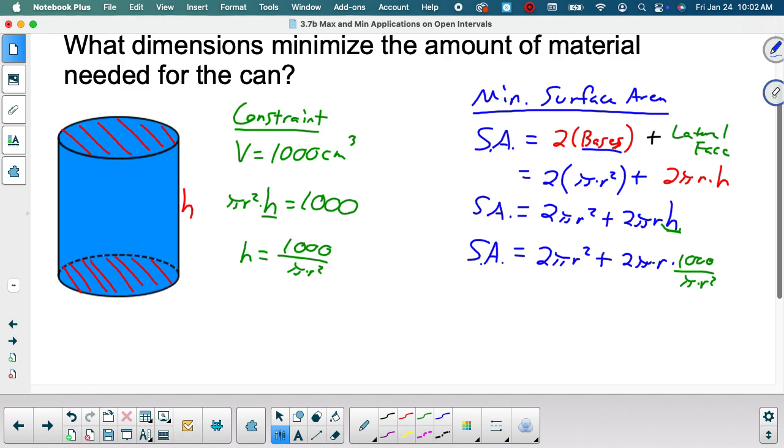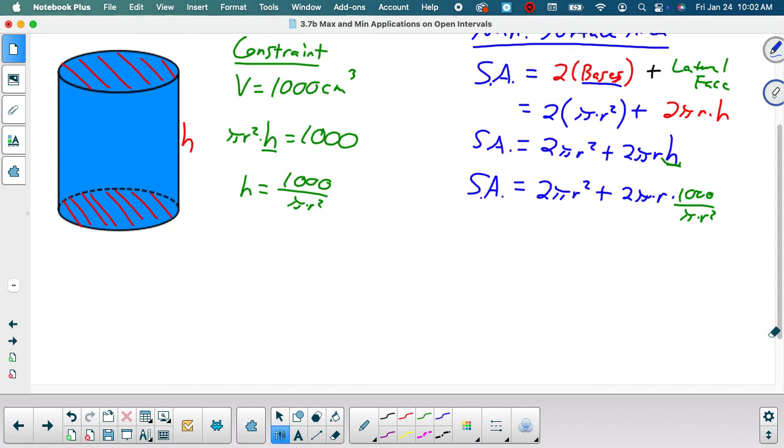Again, if we need to pause, I sometimes get too excited and go a little too fast, so forgive me. I might clean this up a little bit more. Looking at this side over here, I have a pi on top and a pi on the bottom, so I could cancel that out. I have an r on the top and 2 r's on the bottom, r squared, so I might take one of those out. 2 times 1,000, that's going to be 2,000.